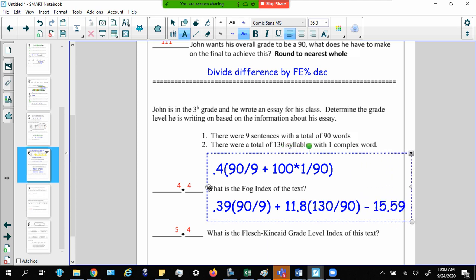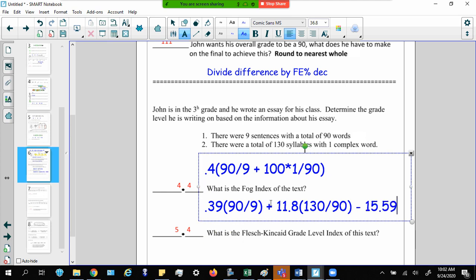Now remember that these two things measure basically the same thing, but with different formulas. You're going to get similar answers, not the exact same sometimes. But as a self-check, they should be similar. So 4 and 5, that's pretty good.